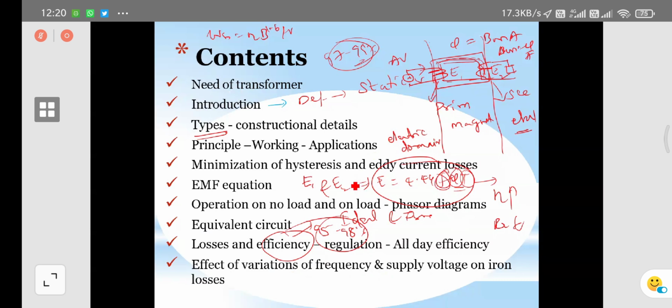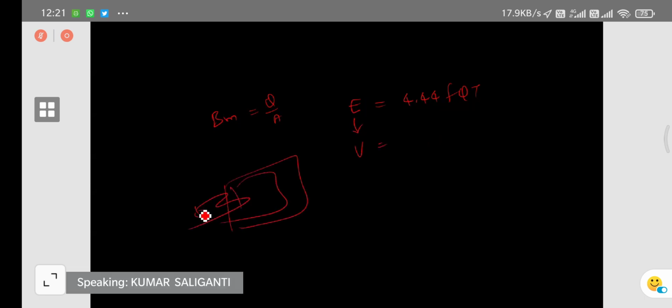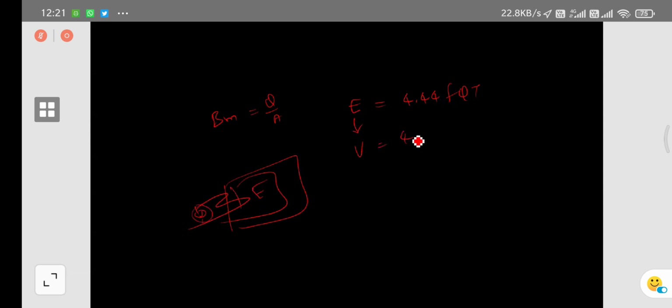Because E equal to 4.44 f phi T. Bm is equal to phi by A. So instead of B, I get your E here. That's why I am writing V here, because of the transformer supply voltage. Because of V you are getting E. So V is equal to 4.44 f phi, with respect to the primary, multiplied by the number of turns T1.